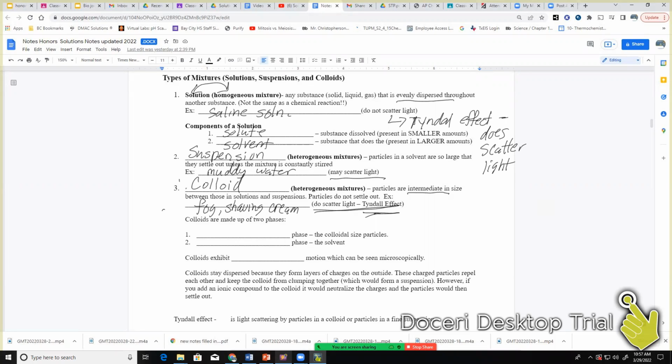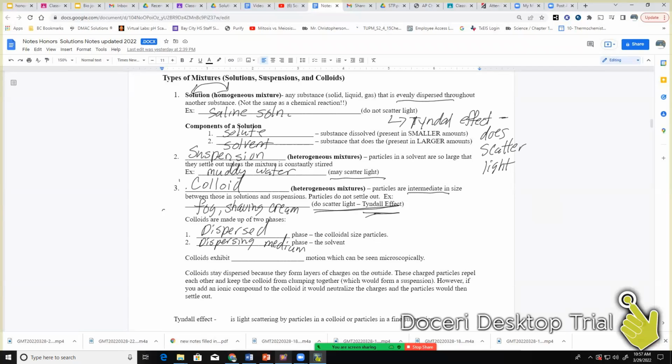A colloid is always going to have the Tyndall effect. A solution would never have it. So that's one way you could tell the difference between the two. All right. So when we talk about our colloid, the dispersed phase is the colloidal size particles, and then the dispersing medium would be the solvent.